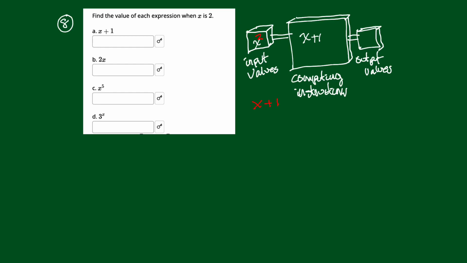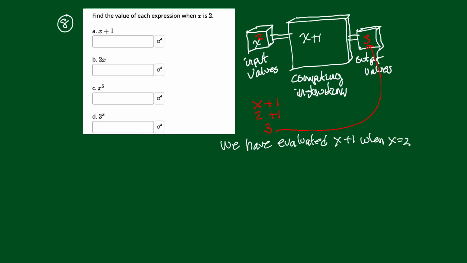Here's the computing instructions. Now, what is this x? Take that x. We know what x is. x is 2. So I'm going to replace the x with a 2. 2 plus 1 is 3. So our result is 3. Now just put the 3 over here in the output box. So what we've just done here is this. We have evaluated the expression x plus 1 when x is 2.